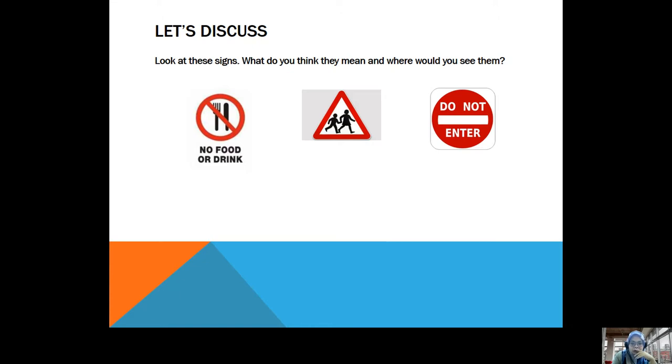Okay, second, what is the picture of this? It's a school children crossing roads. Okay, so you can see in the school area. So what you need to do? Slow down your vehicle, slow down your car. Do not enter. Okay, do not enter. Maybe in lab, maybe in any private property. Kan? So tak boleh masuk. Adalah sebab tu. Okay.